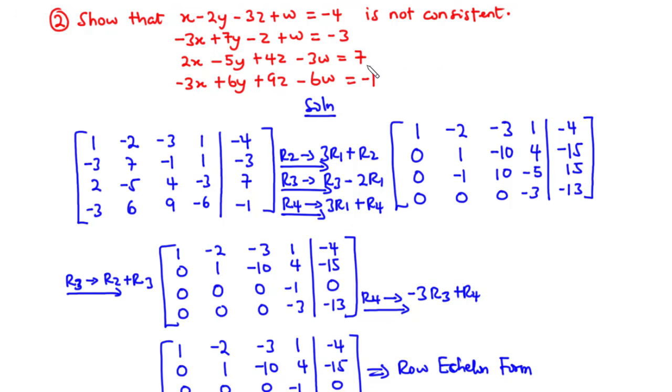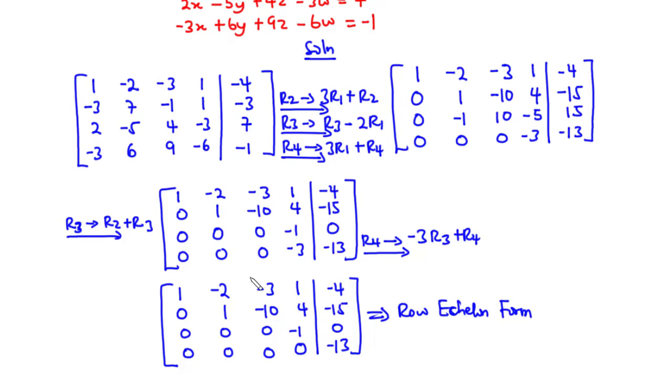Now we are to show that this system is not consistent. For the system to be inconsistent, the rank of the coefficient matrix is not equal to the rank of the augmented matrix. So let's try to find the rank of the coefficient matrix as well as the rank of the augmented matrix. So this is the coefficient matrix, that is from this point through to this point, and then the augmented matrix is everything that we have here.